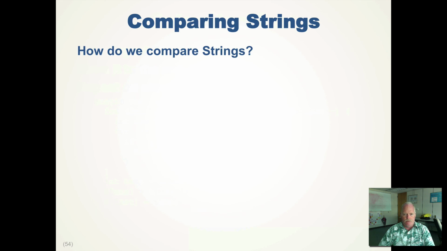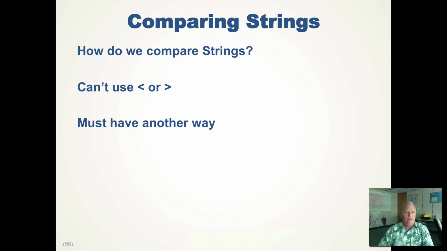Because we might want to be able to do this with strings or other objects, and other objects could use the same way. We can't use the less than or greater than symbol because that is not defined for strings or player or phone entries or any of these other objects. So we need to use some other mechanism to determine the order of strings.